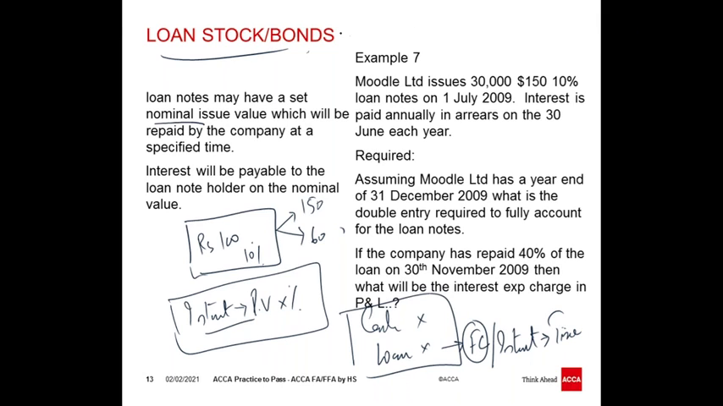This loan can be converted into ordinary shares. So if we have a loan which can be converted into ordinary shares, this type of loan is called a convertible loan. The examiner might ask you the question, what is the meaning of convertible loan? Convertible loan means the loan which can be converted into ordinary shares.